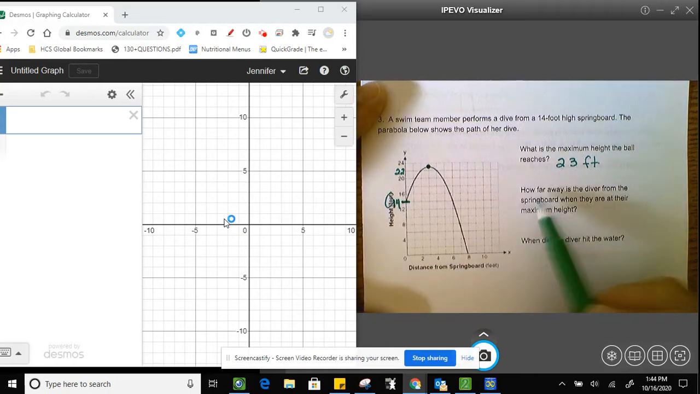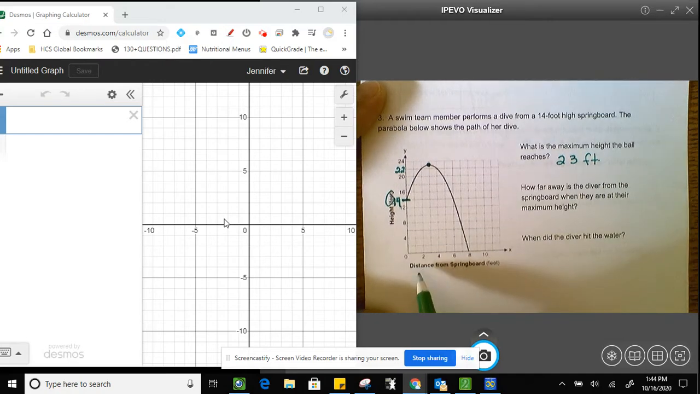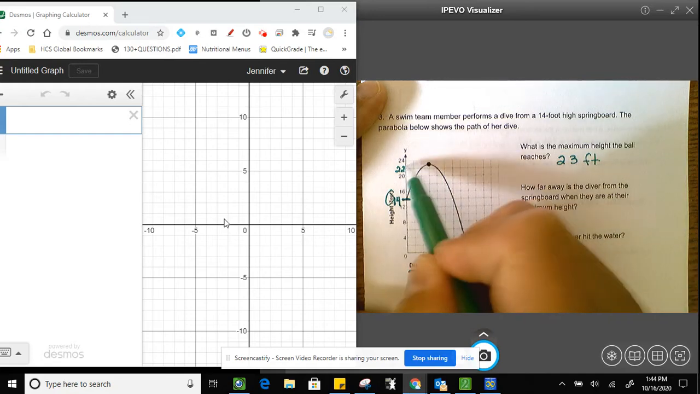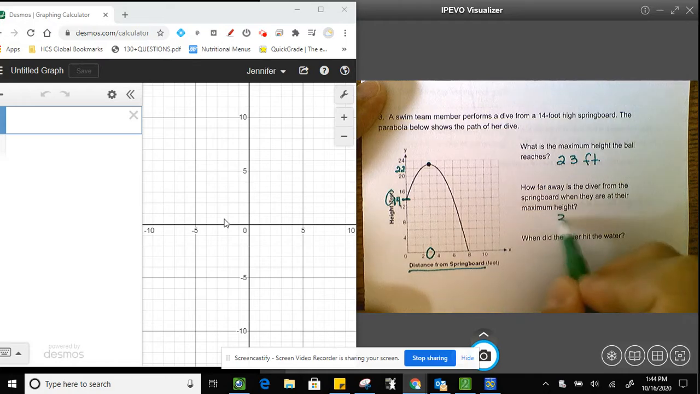And then how far away is the diver from the springboard when they are in their maximum height? So the distance from the springboard, this is not time this time, distance from the springboard. So we're looking at the X value for this question. How far away when he's at his maximum? Well, that answer would be 3 feet.